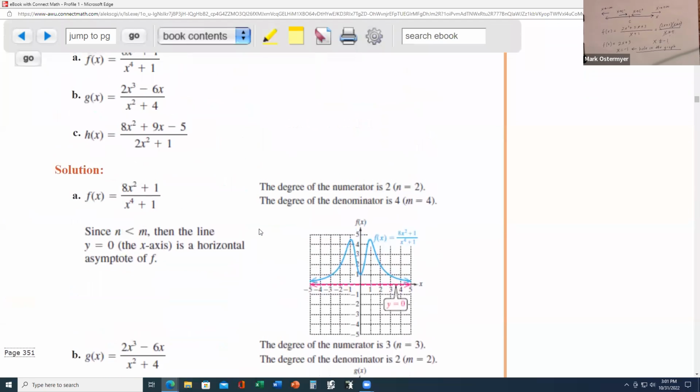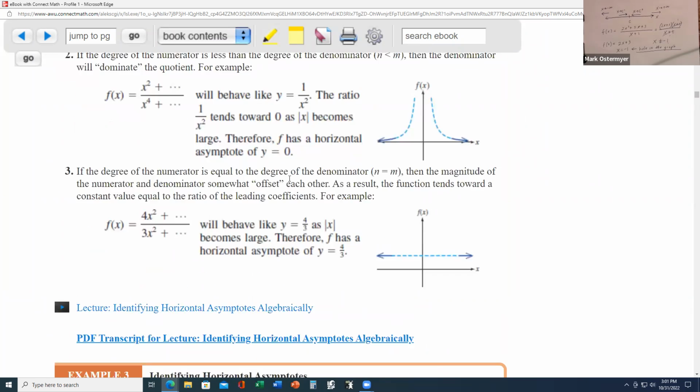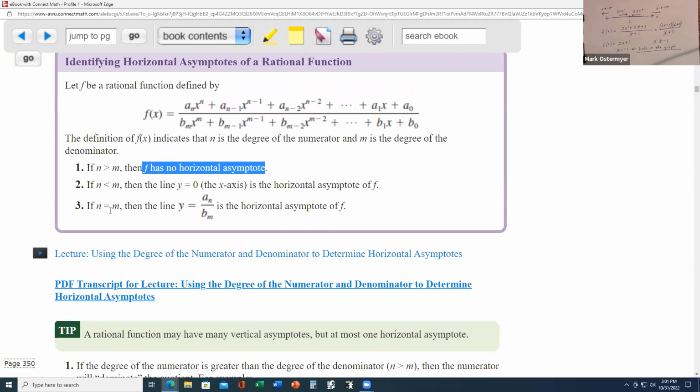Okay. One last scenario is function h of x. The numerator degree is equal to the denominator degree. They're both quadratic polynomials. Because of that, the horizontal asymptote will be the line y equals the ratio of the leading coefficients.